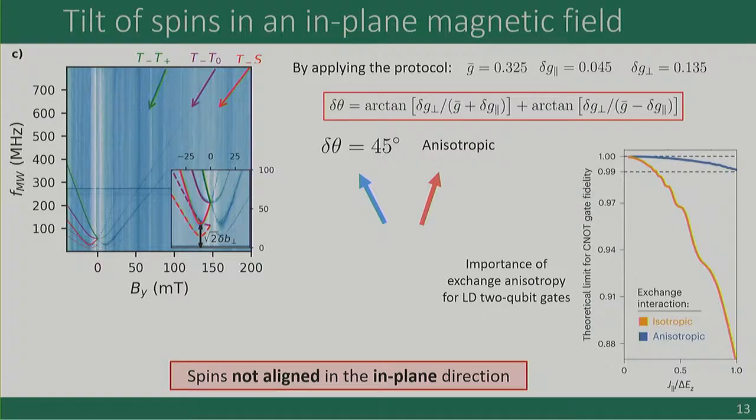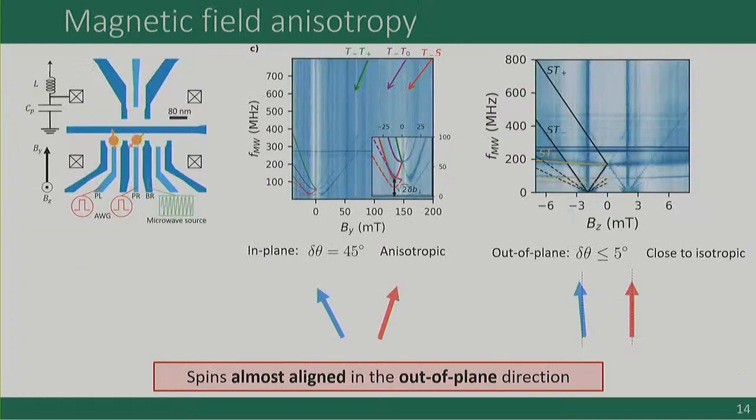And the answer is yes, and we can do it in 2 different ways. The first way is just to change the direction of the magnetic field. In the data that I showed you before, the magnetic field was pointing in plane. For this plot, it's pointing out of plane, out of the slide. So again, you can see 1, 2, and 3 main lines, and applying our protocol, delta theta is smaller than 5 degrees, which means that our spins are almost collinear and our exchange interaction is almost isotropic.